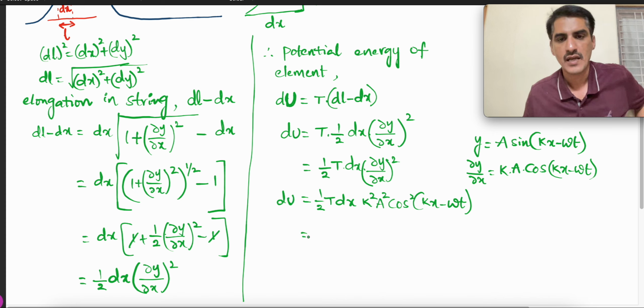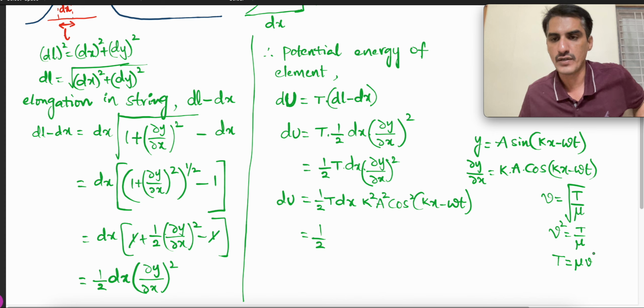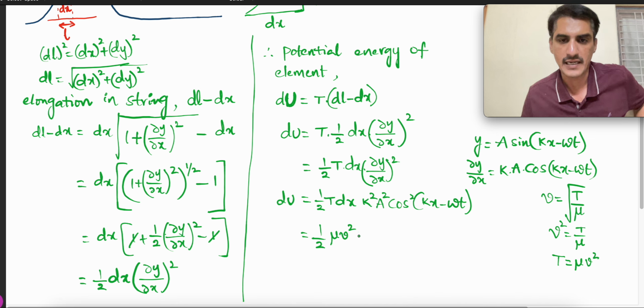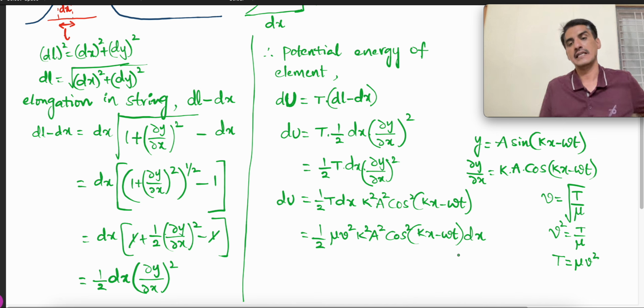And we know here half into, okay, let us write that in terms of speed of wave. v is equal to, in the previous lecture I explained about the speed of wave, v is equal to root of T by mu. Therefore v square is equal to T by mu. Therefore, how to write this T value? Mu into v square. Now let us substitute the T value here: mu into v square into k square into a square into cos square(kx minus omega t) dx. Let us write the dx last.